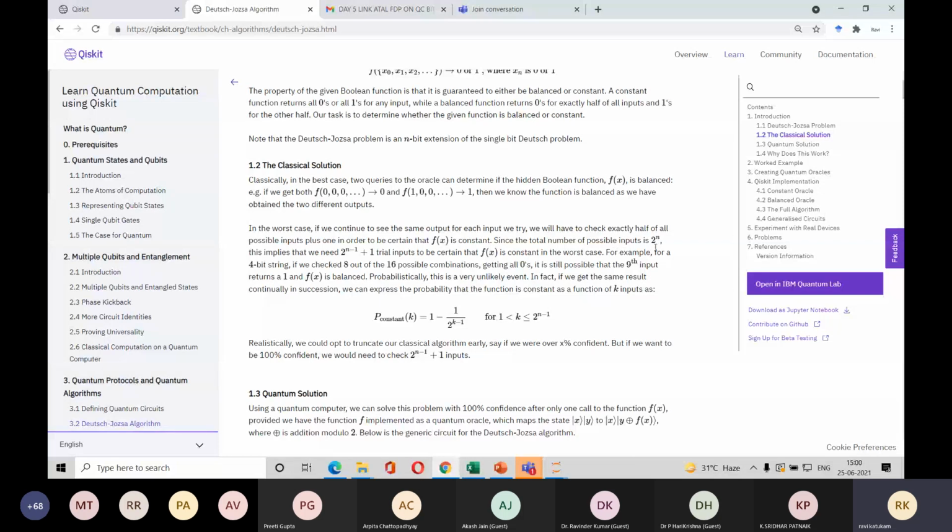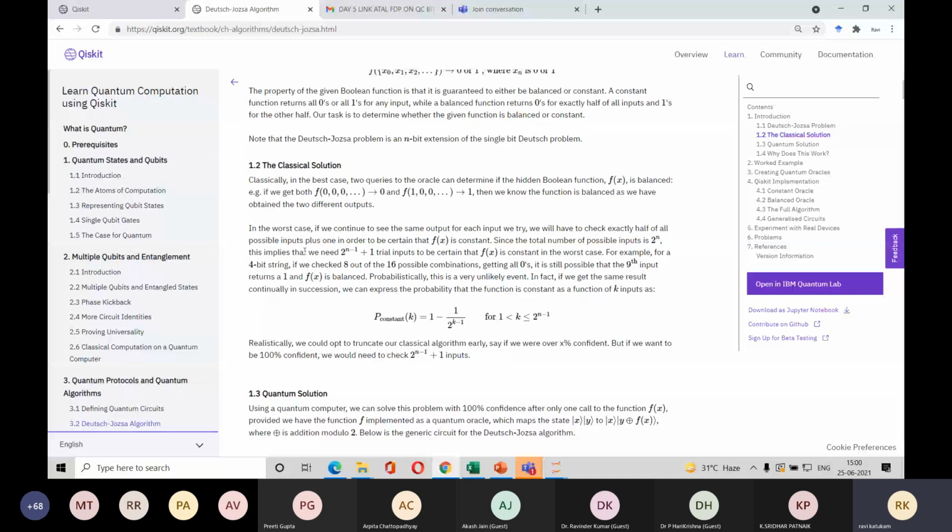Since the total number of possible inputs is 2 power n. Okay, for n string bit, that's what we said. If there are n bits, then you have 2 power n possible inputs. So then I need to make 2 power n minus 1 plus 1 trials needed to certify f of x is constant in the worst case.